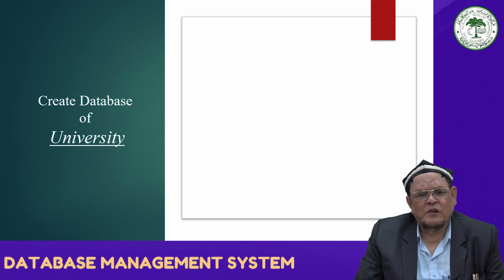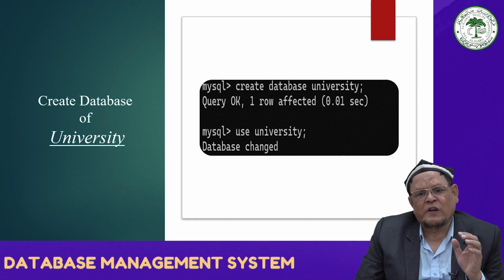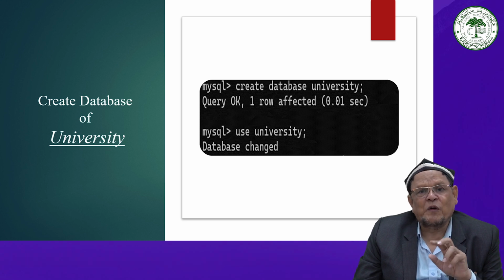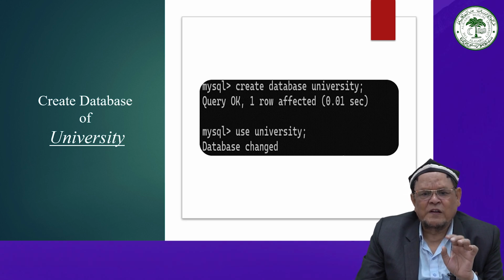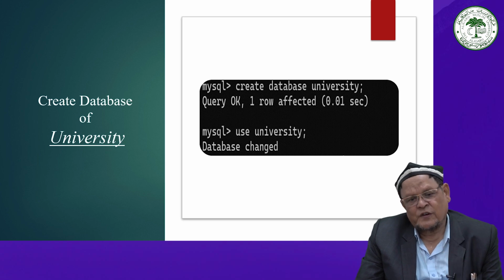Then after that you have to create a database for the university. How will you create it? For the university, in MySQL you have to write create database university. When you press enter, it will display one row affected. Then you write use university, and the database has been changed.